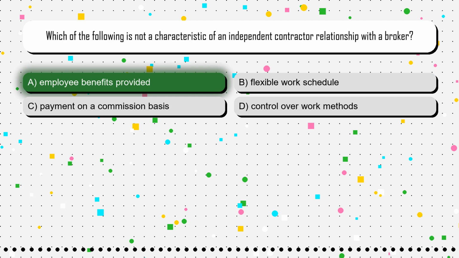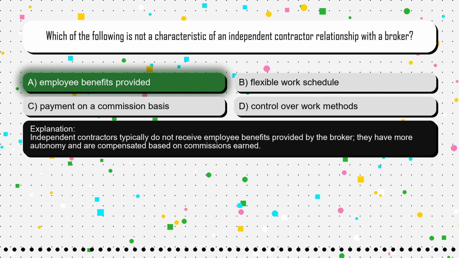The correct answer is option A, employee benefits provided. Independent contractors typically do not receive employee benefits provided by the broker. They have more autonomy and are compensated based on commissions earned.